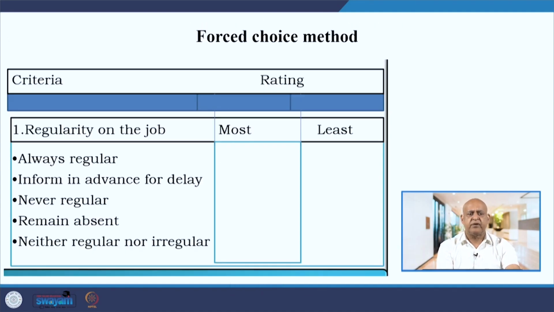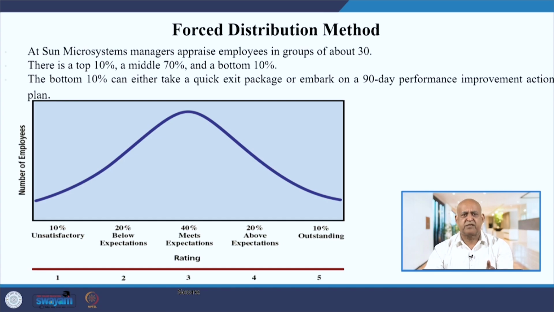Now, when we are talking about forced choice methods, regularity on the job: always regular, informs in advance, never regular, remains absent, neither regular nor irregular, meaning most and least. Therefore the choice has to be given, and from this figure it is very clear, from 10% unsatisfactory to 10% outstanding. This will vary, and this is at Sun Microsystems, where managers appraise employees in groups of about 30.